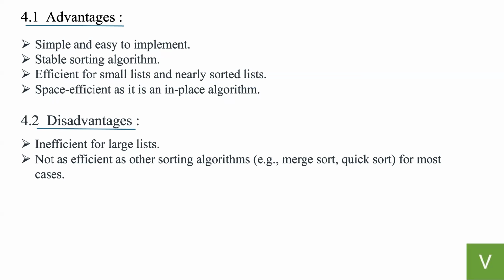Now let us look into the disadvantages of insertion sort. It is inefficient for larger lists. So if the list is large, then the time complexity keeps on increasing, because as we see, the average and worst case are big O of n square. So if the number of elements in the list increases, the time complexity will gradually increase. Not as efficient as other sorting algorithms like merge sort and quick sort for most cases. So these are the advantages and disadvantages. This is about the insertion sort algorithm.